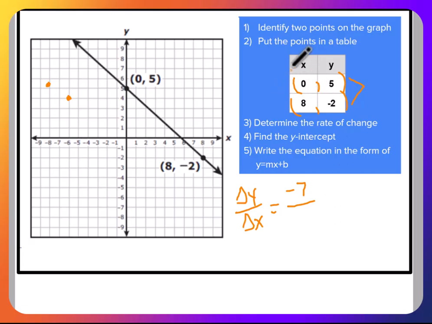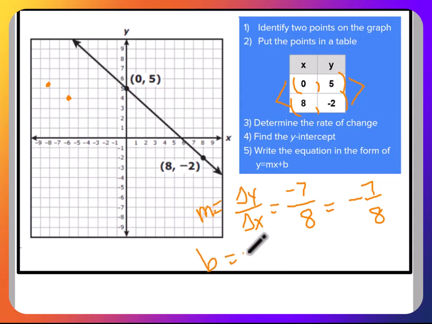Now, do the same thing for your x. What is your change? From 0 to 8. Well, that increased, didn't it? And it increased by 8, so it would be a positive 8. Put it together nice and neat, it's going to be negative 7/8. That's going to be the m in your equation. So this is our m.